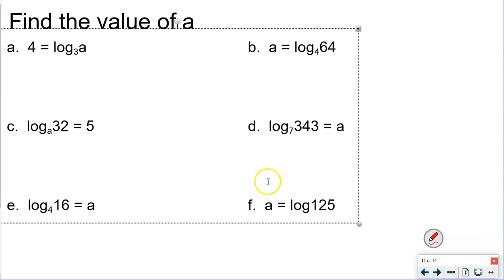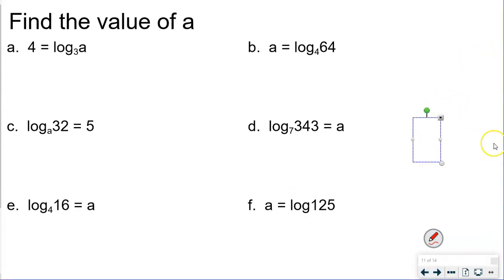Okay, so let's go here. So now we're going to find the value of a for these, okay? So this first one's pretty easy because we're going to take our base here to the power. So it's going to be 3 to the 4th, which is equal to 81. That's what a is equal to. 3 to the 4th is equal to a, right? So a equals 81.